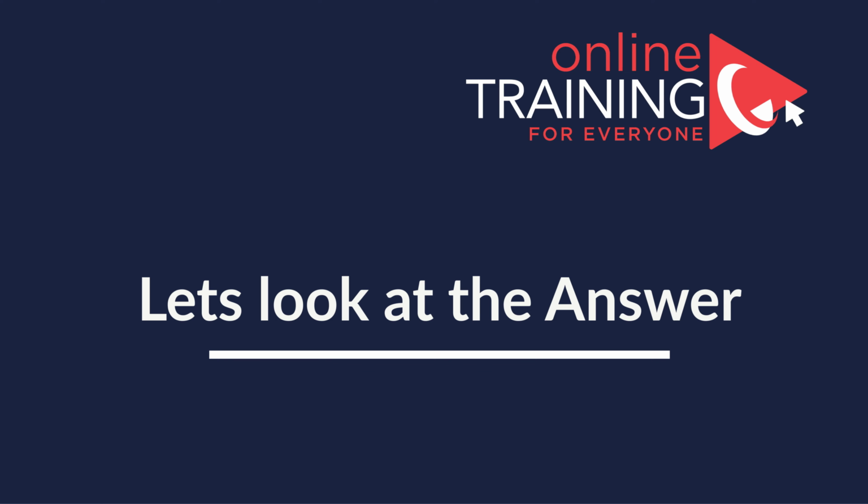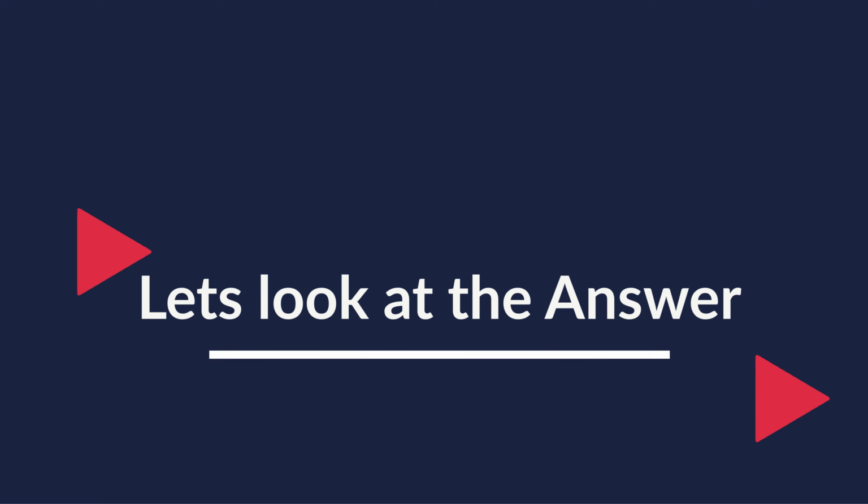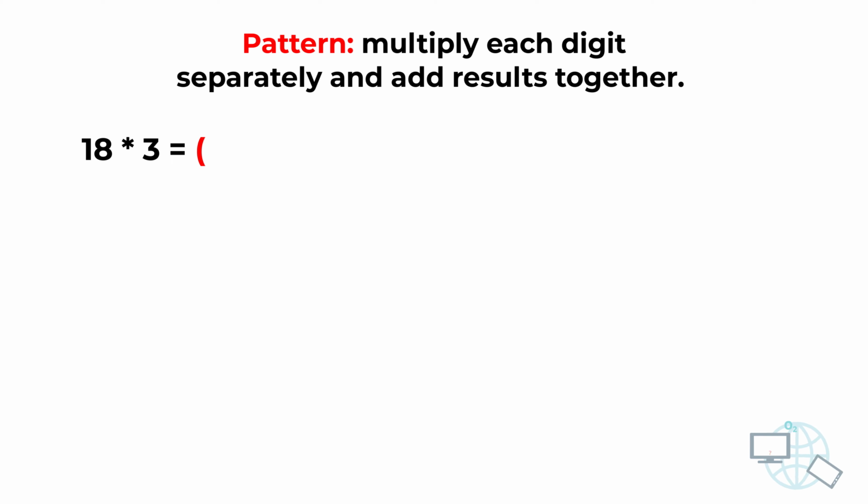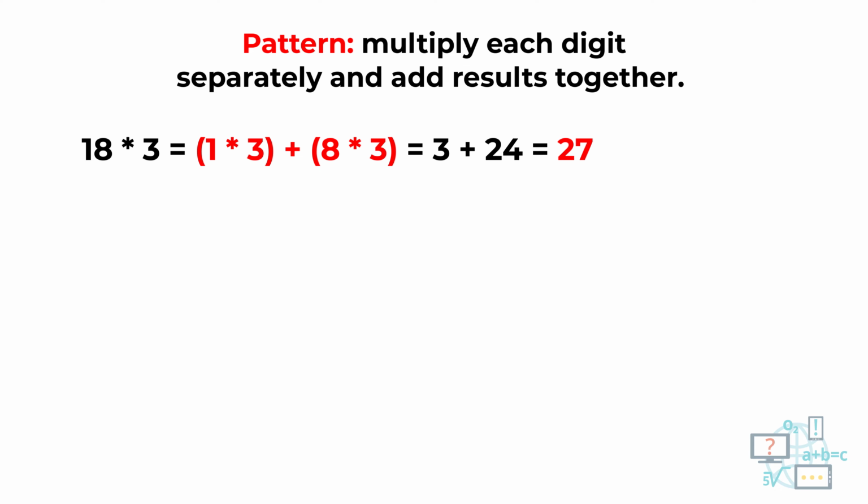Even though mathematically our sample expressions are not correct, for example 18 by 3 is not equal to 27, if you multiply each digit separately and add the results together, you will get the result you need. For example, 18 by 3 should be processed as (1 multiplied by 3) plus (8 multiplied by 3), which would be 3 plus 24, which would be equal to 27.